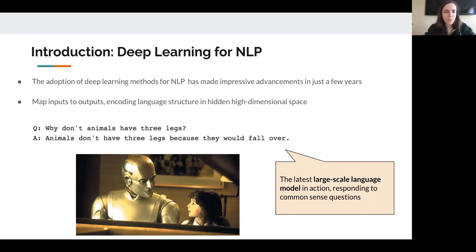patterns of language that emerge, right? And there have been very impressive demos, right? In this case, this is GPT-3 in action, just answering a question in natural language and giving a seemingly impressive response to come from a machine learning model. The way these models work is that they try to map inputs to outputs while encoding the structure in what we call a hidden high dimensional space.